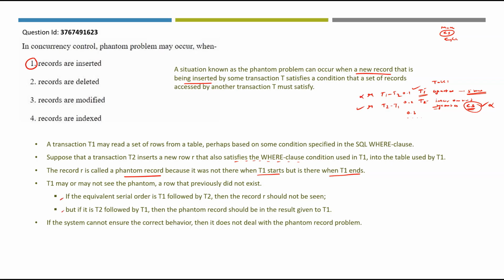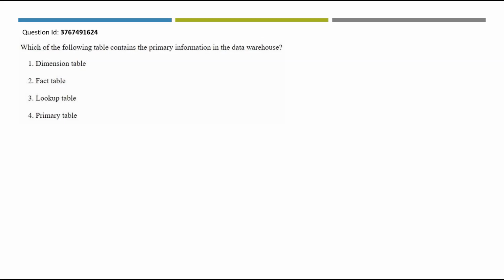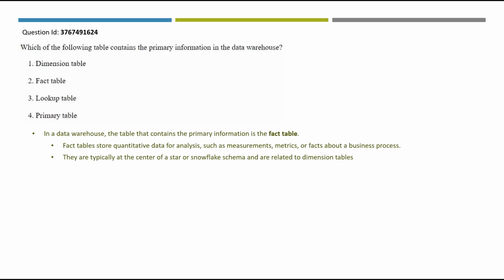If the system cannot ensure the correct behavior, then it does not deal with the phantom record problem. Next question. Which of the following table contains the primary information in the data warehouse? In a data warehouse, the table that contains the primary information is the fact table. We'll go with option number 2 as the right answer.